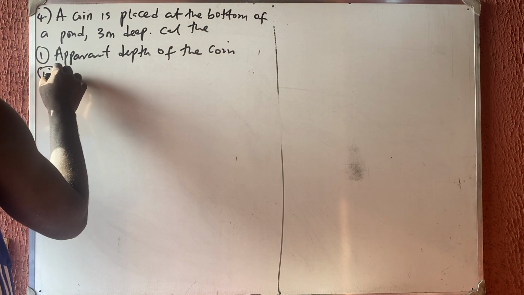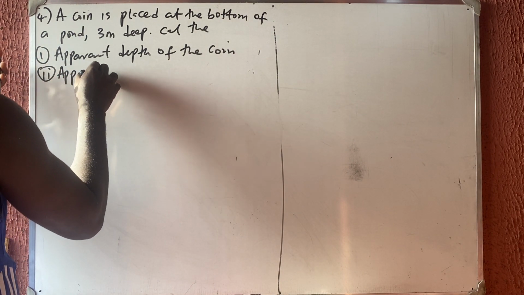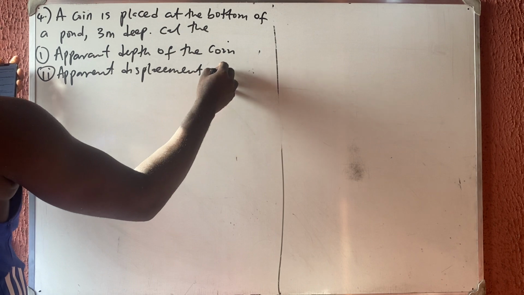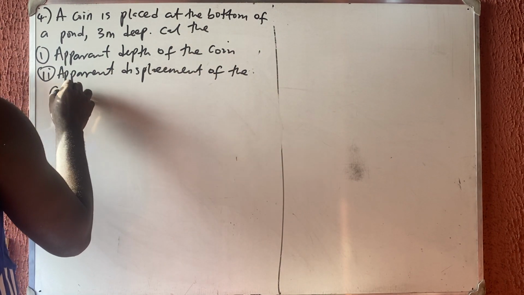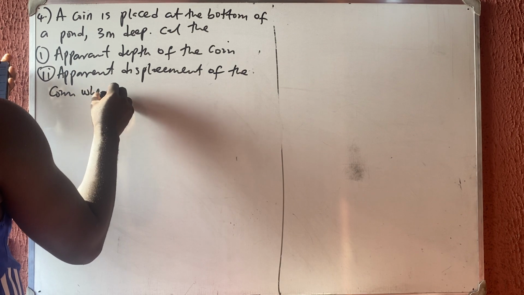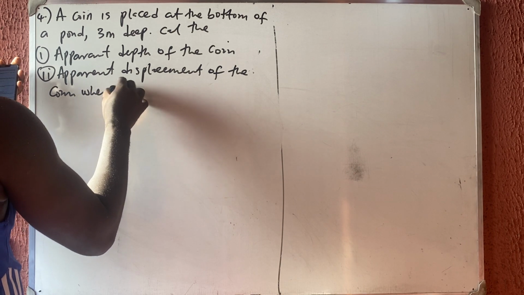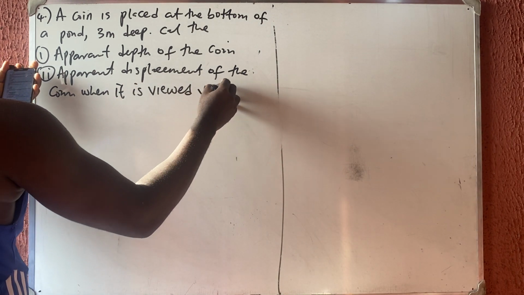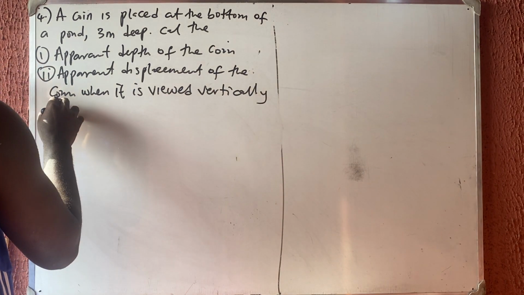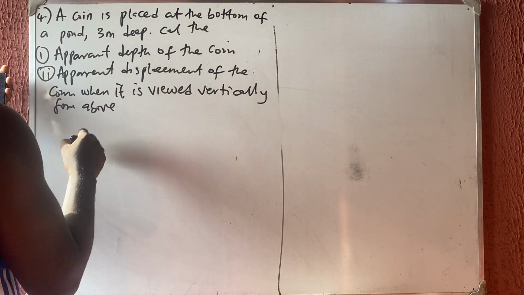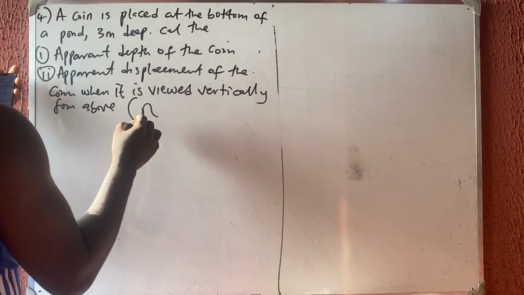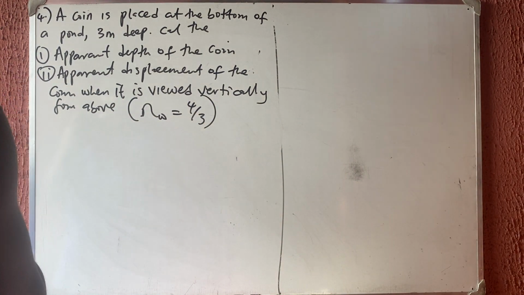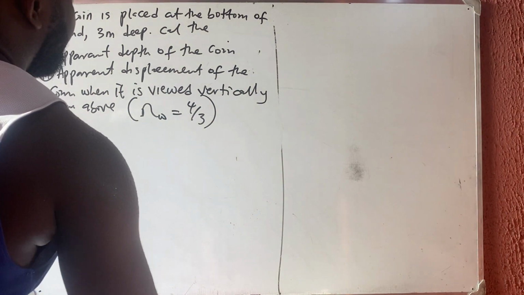They say we should calculate the apparent displacement of the coin when it is viewed vertically from above, and then they gave us that the refractive index of water is 4/3. So this is very, very simple. Now what do we do?